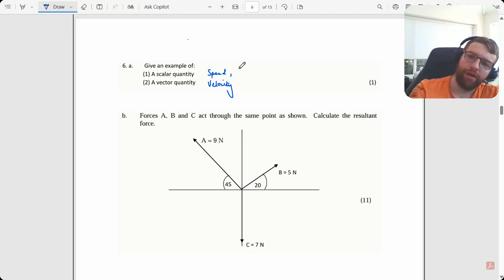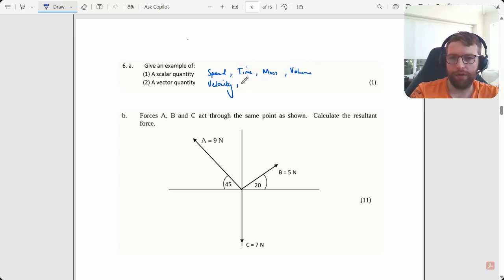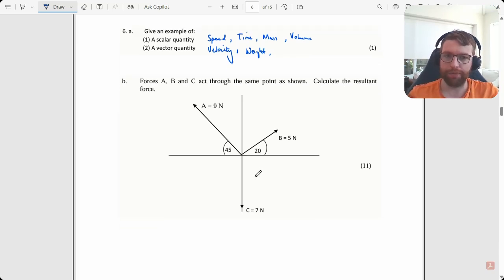Typical scalars are time, I believe mass, volume, and then instead of mass, if we wanted to make it a vector, we've got weight. And we've got all sorts of forces, different forces. And that leads on to this part, I suppose.